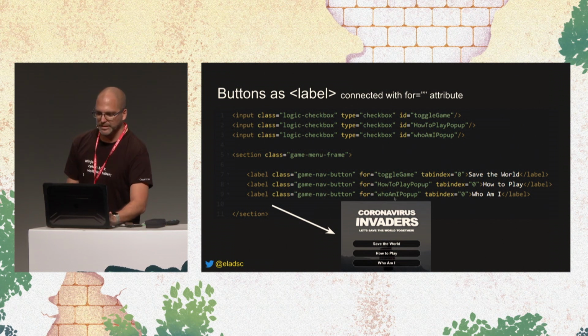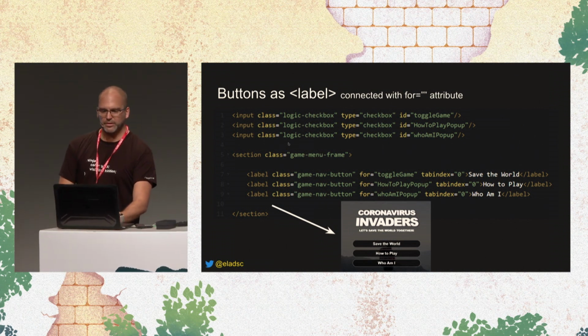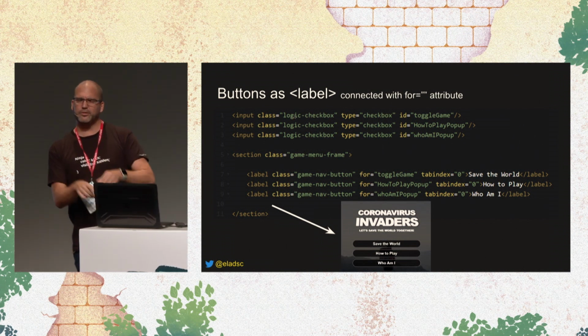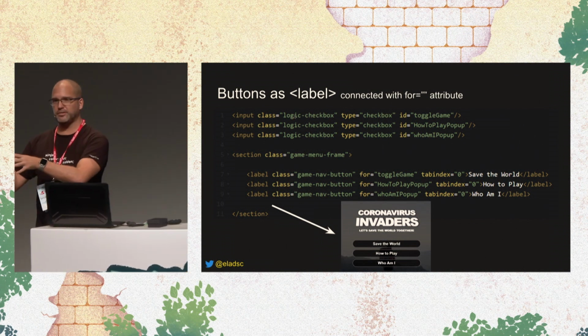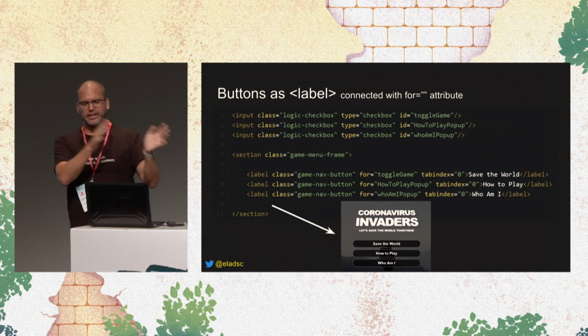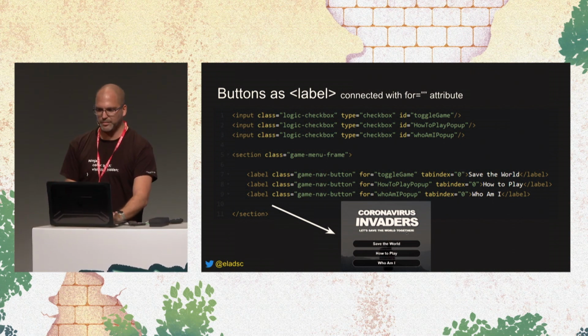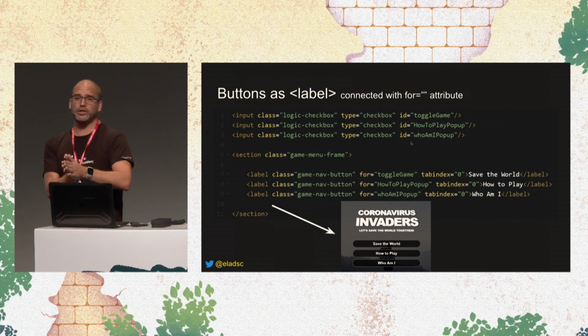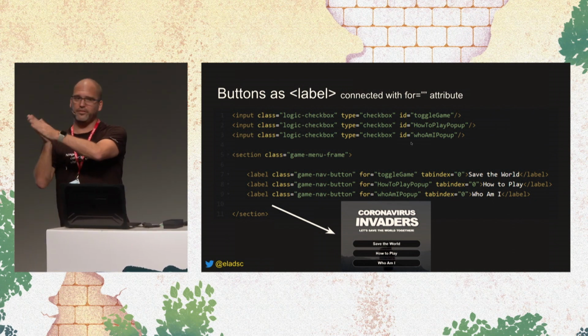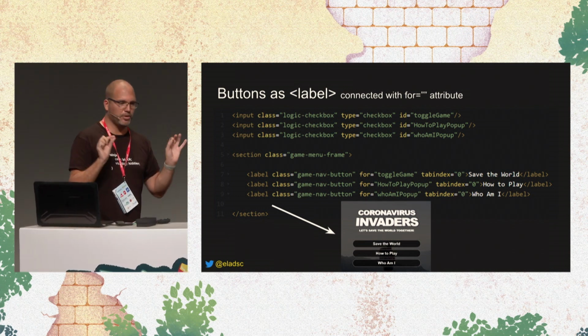They are connected. And this means that if I'm clicking on the Save the World label button, it will trigger this checkbox, and it will change its status from unchecked to checked. If you click it again, it will change again from checked to unchecked. And as many times as you click on it, the same way for the 2 other label buttons, let's say the Who Am I, for example. If I click this label, it is connected with the for attribute to the checkbox of the Who Am I pop-up, this one, and it will change the status from unchecked to checked. You click it again, from checked to unchecked. But this is only changing the statuses of those checkboxes.